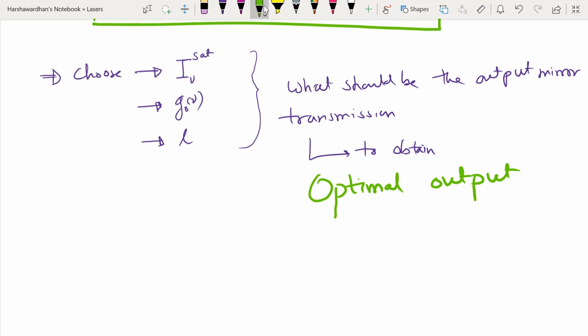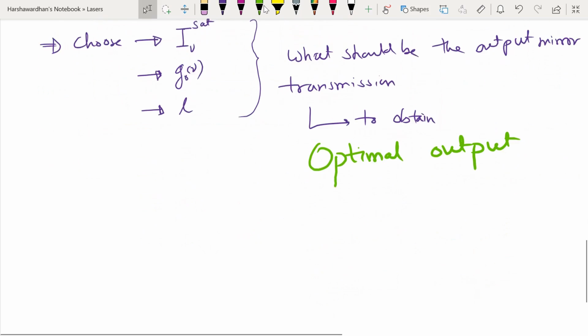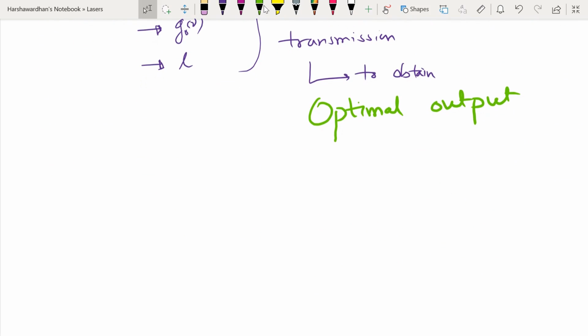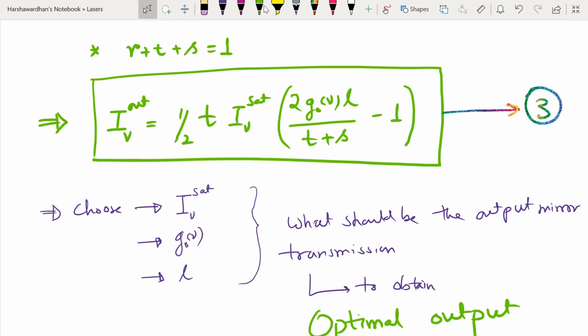Again, as I told you, physically, this is quite apparent because if I retain too much intensity within the cavity, my gain gets saturated. If I don't, stimulated emission is not good enough. So see what I need to do to maximize my output. I need to obtain the maximum out of the laser. I need to carefully choose my transmission coefficient, right? To obtain the maximum, right?